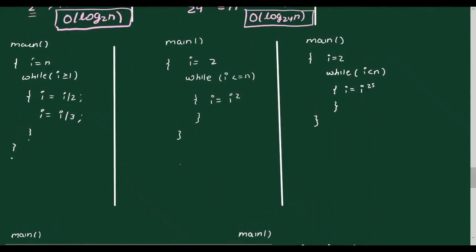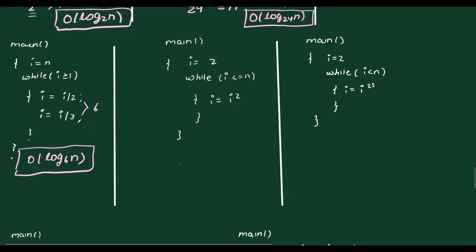Let's see another question. In this question, i starts from n, and first we are dividing by 2, then we are dividing by 3. So in general, we are dividing by 6. Let's use the formula that we have used. So we can write log base 6 of n, right?